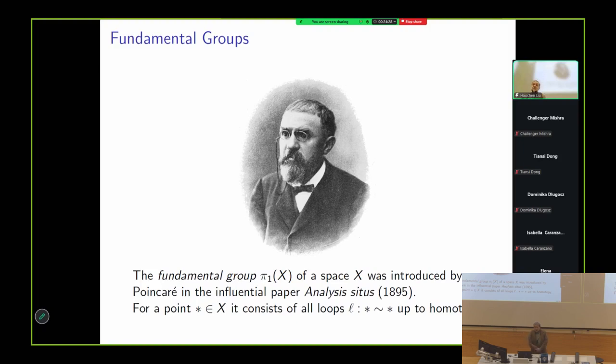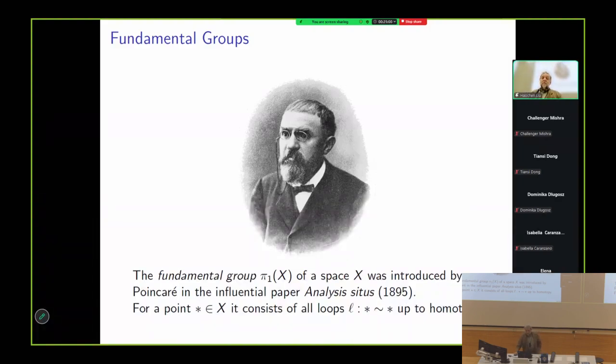And way back when, 1895, Poincaré introduced the fundamental group of a space. The fundamental group of a space, X, at a point, star, is all the loops from star to star in X, up to homotopy. That's the fundamental group of a space. It's a basic homotopical structure, an invariant of a space, and the topologists have studied these things for 100 and whatever years now. It's an important topic in homotopy theory.